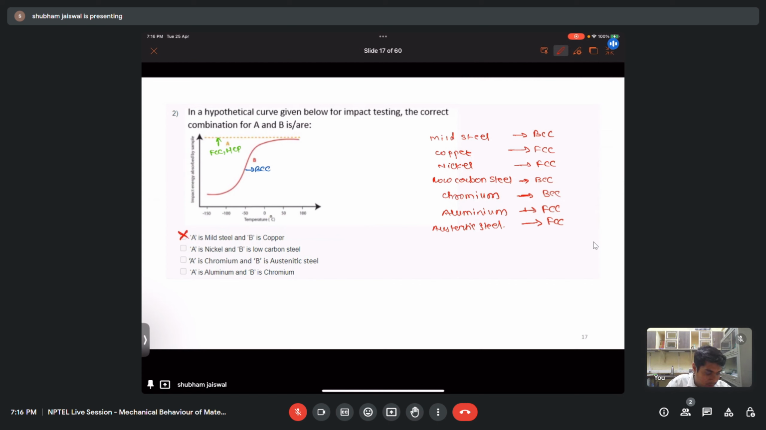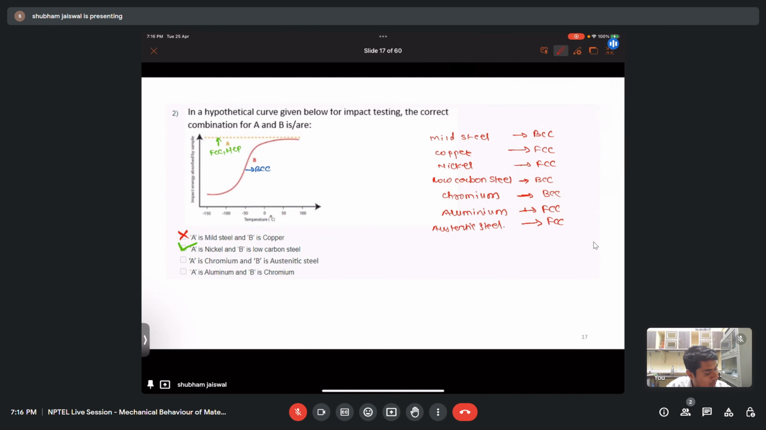Okay. Then we have A is nickel. So here we can say nickel is FCC, and it means this first part is correct. Then B is low carbon steel, and that belongs to FCC and this is BCC. So this one is correct.